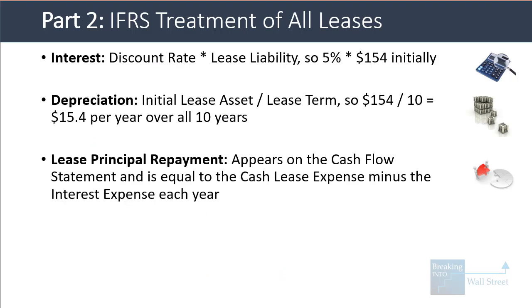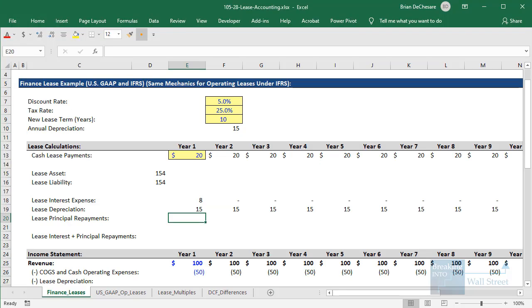And then finally, the lease principal repayments appear on the cash flow statement, and these will be equal to the cash lease expense that year minus the interest expense that year. So we can go up and take our cash lease payments right here and subtract the interest expense, and this gets us our lease principal repayments.